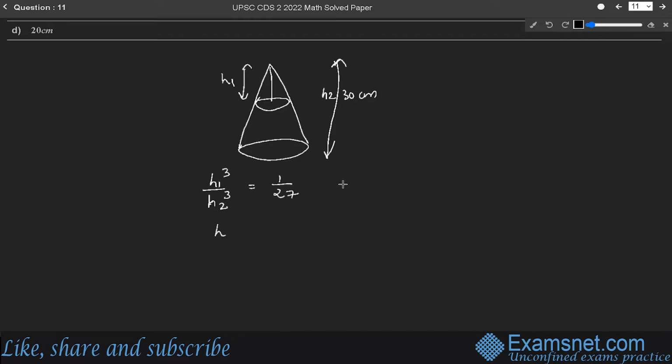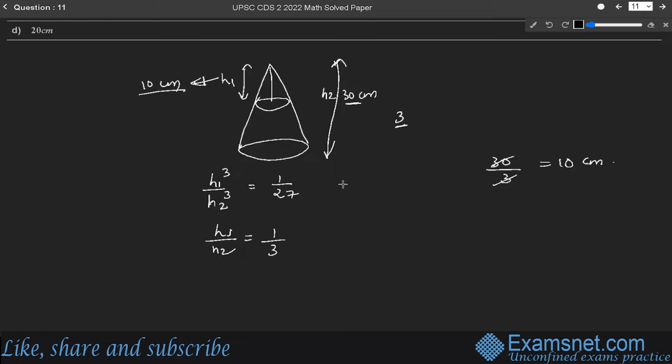So from here, we will get h1 upon h2 will be equals to 1 by 3. You can see that h1 is 1, means this is 1, and h2 is 3, means 30 is divided into 3 parts. So when 30 is divided into 3 parts, one part will be of 10 centimeter. So this one part is of 10 centimeter because h1 is the one part. So h1 is 10 centimeter.